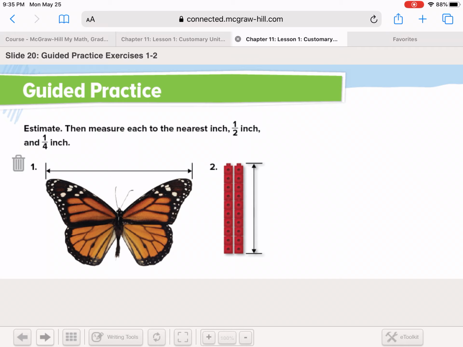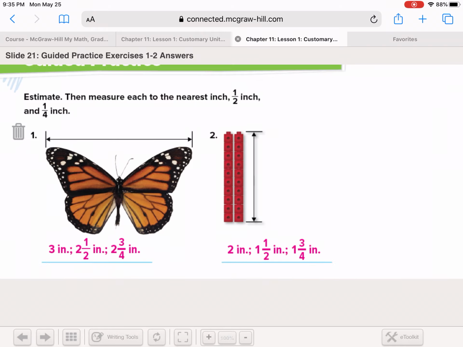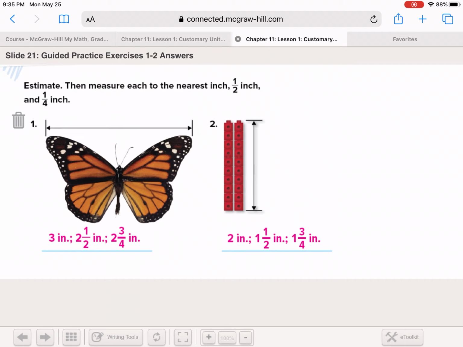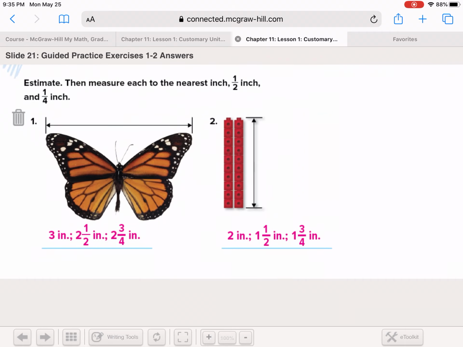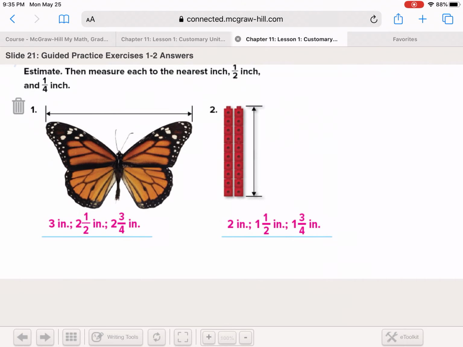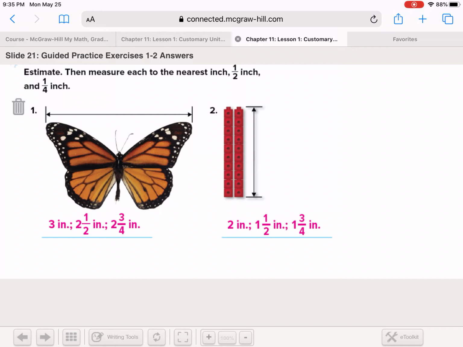Okay, again, I don't have a ruler, so I can't show you with a ruler. So I'm just going to do the guided practice. So it says, estimate, how long is the butterfly? 3 inches. Really, only give me inches. I don't care about the half and the quarter, which I'll put in your thing for tomorrow.